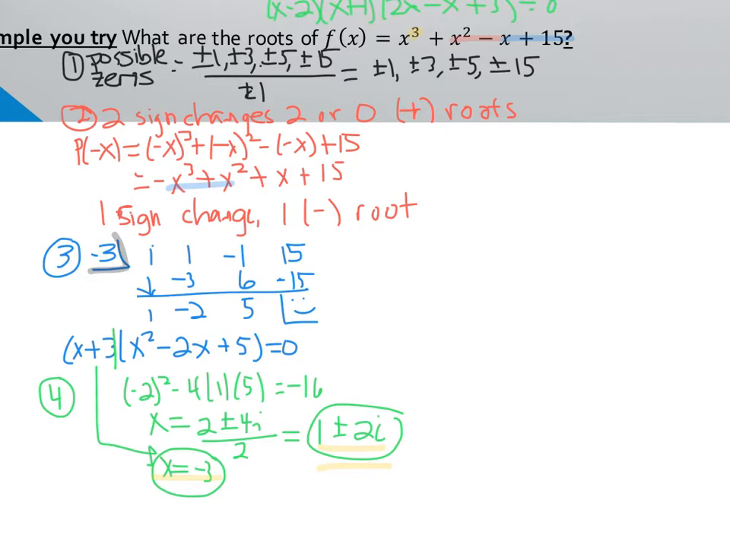So remember, when we write our factored form, we drop down that x plus 3, and then we write x squared minus 2x plus 5, which no factors of 5 add to give us -2. So that means we have to do the quadratic formula. We do get 1 plus or minus 2i. Now, notice that we do have 3 solutions. Our degree is 3, so we are good.